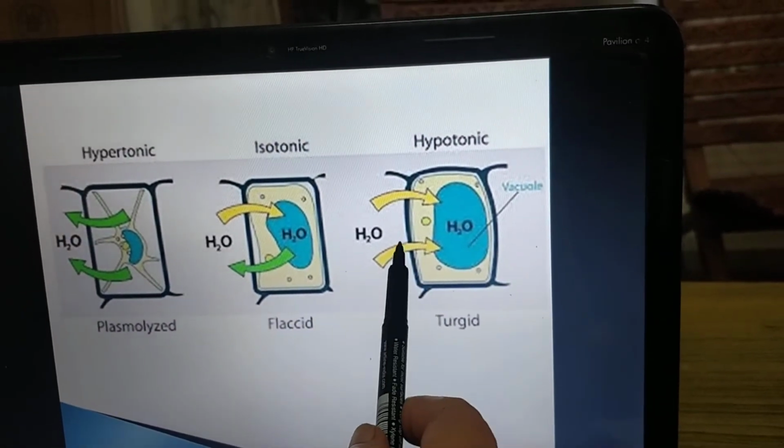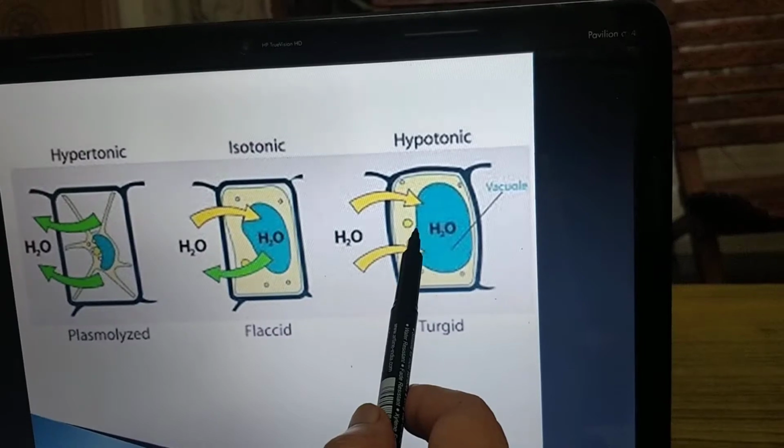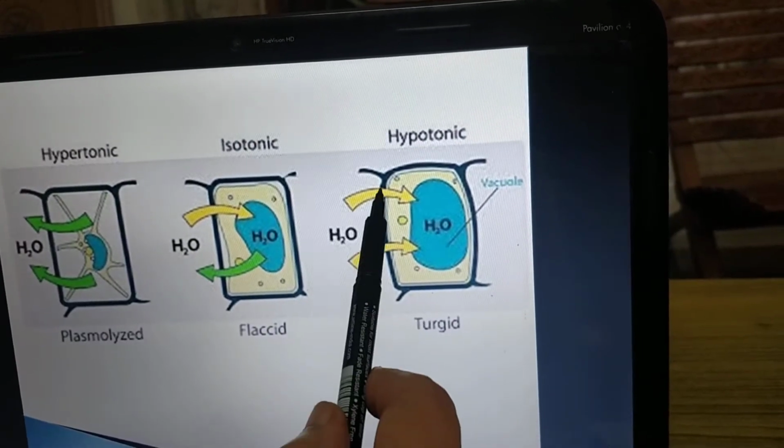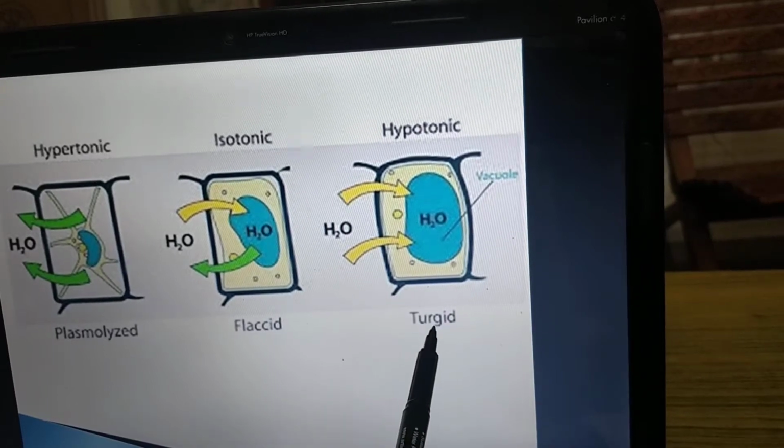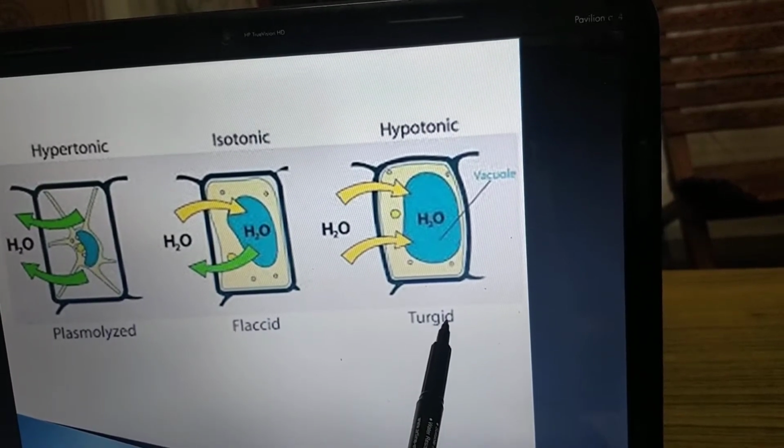Here we see where the outer solution is dilute. Dilute means that outside there is more water. Water is coming into the cell. The cell is becoming turgid.